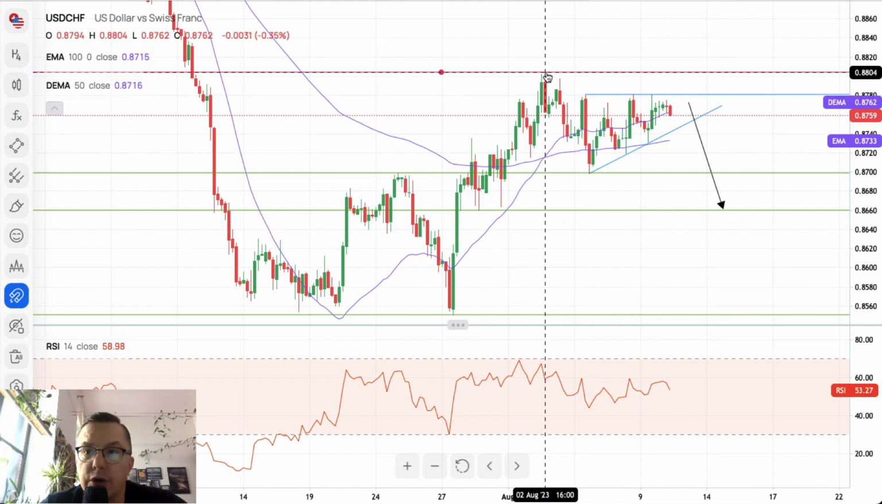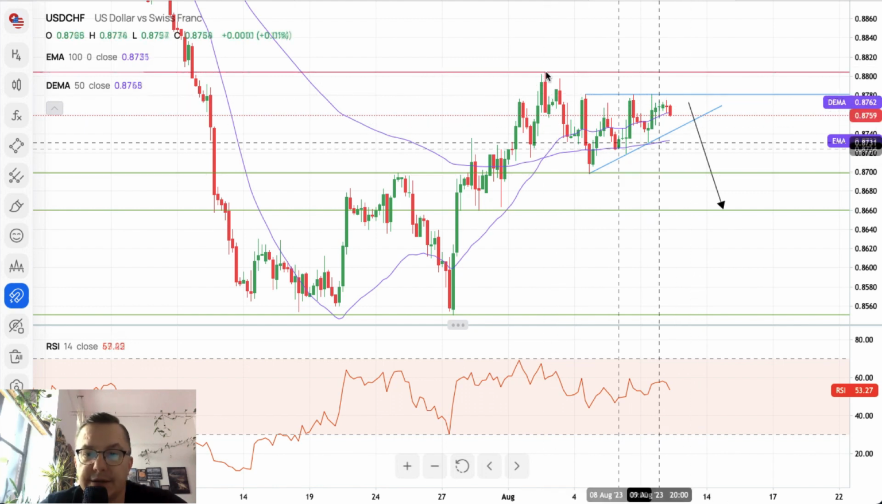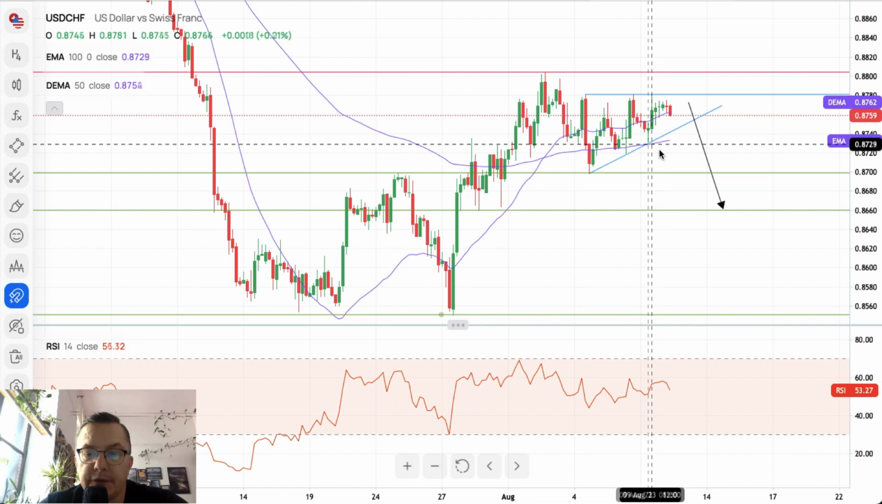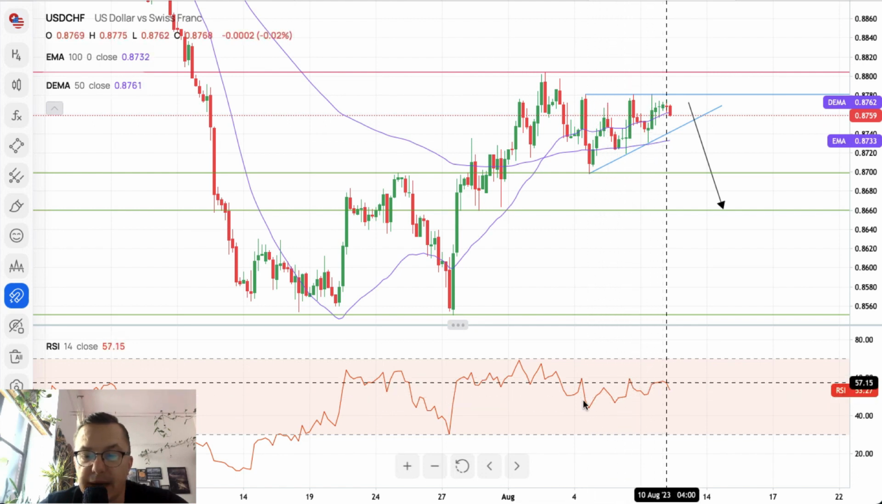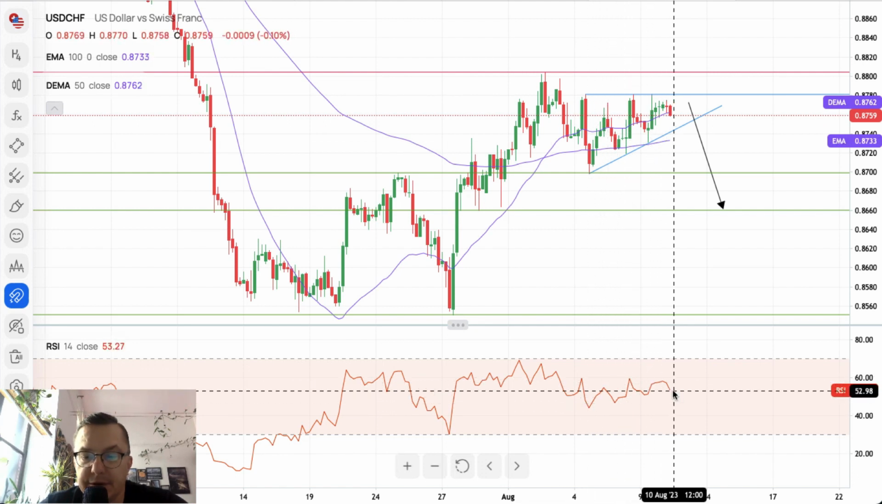Only a strong breakout above 0.8804 might invalidate this possible triangle formation. Momentum is barely positive.